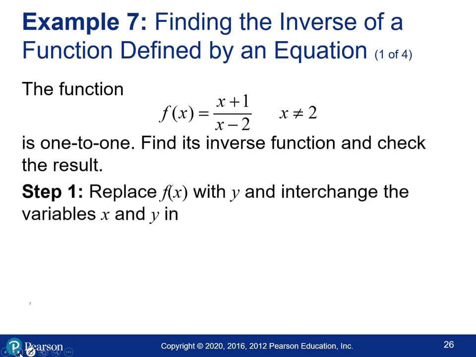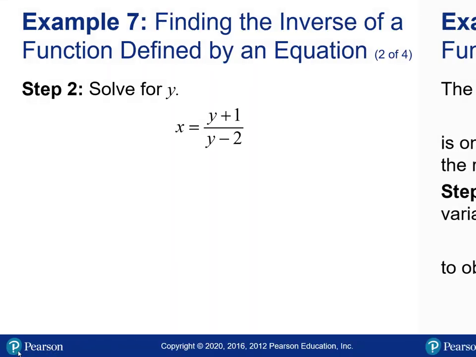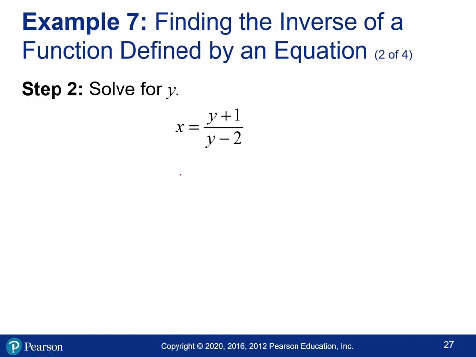So first, where there's f of x, put a y, and next swap x and y. Okay, so everywhere there's an x, you're going to swap it. You're going to say, okay, this is now y, this is y, and then this is x. And now you want to solve. Okay, so solve this equation for y. You did the inverse step, you swapped x and y, and now we're going to solve for y.